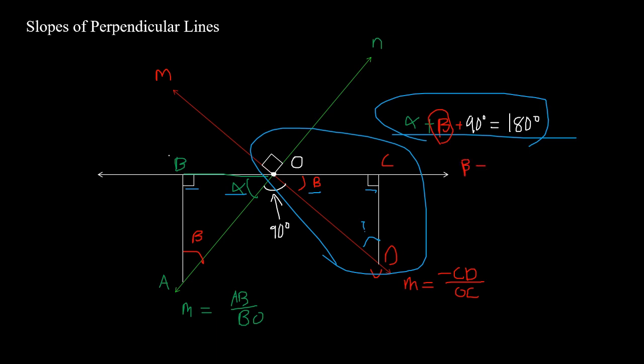Beta plus 90 degrees plus some unknown angle equals 180 degrees. Well, what is this unknown angle? The only thing that's missing is this alpha, which means alpha has to be the missing angle. So this is actually alpha right over here.